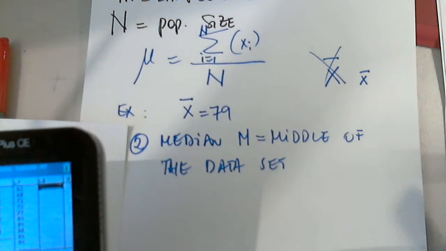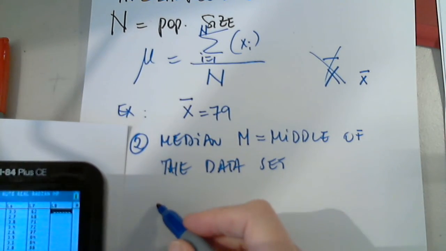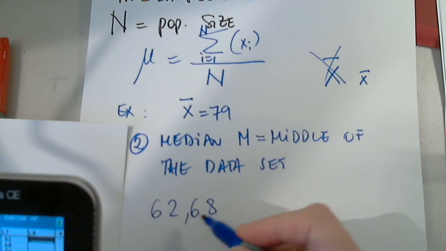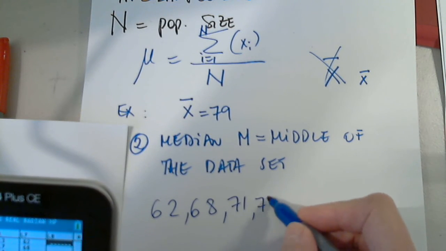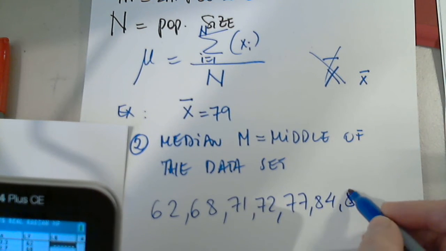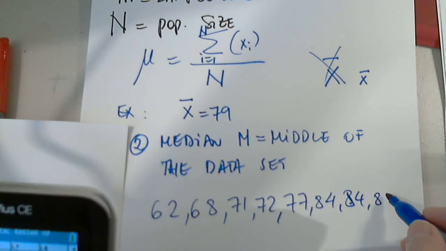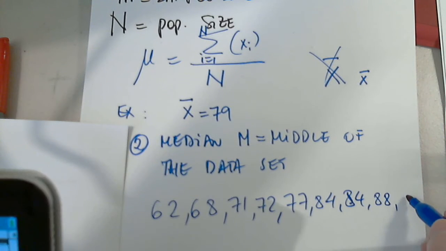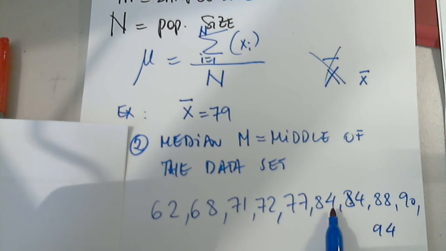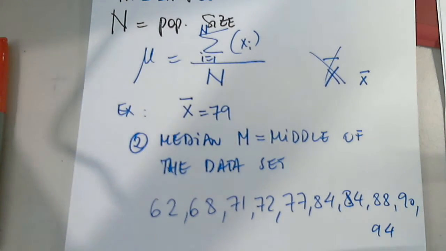I'm going to copy the sorted list from the previous example as 62, 68, 71, 72, 77, 84, 84, 88, 90, and 94. 2, 4, 6, 8, 10. Correct. Because Sean is watching, so I have to make sure I don't make mistakes.